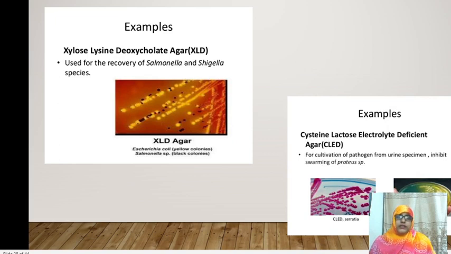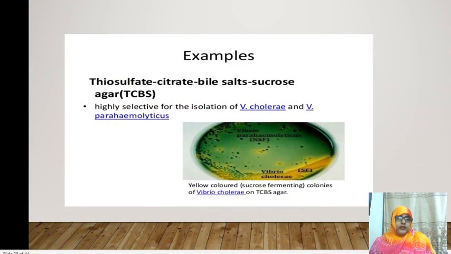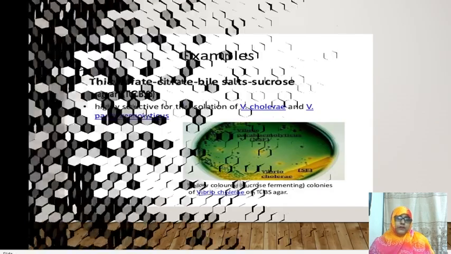In case of CLED agar, cysteine lactose electrolyte deficient agar, you can see here the difference. Basically, urine samples were taken for this purpose of study. Then TCBS, thiosulfate citrate bile salt sucrose, is taken as a media for the isolation of basically Vibrio species like Vibrio cholerae or Vibrio parahaemolyticus.